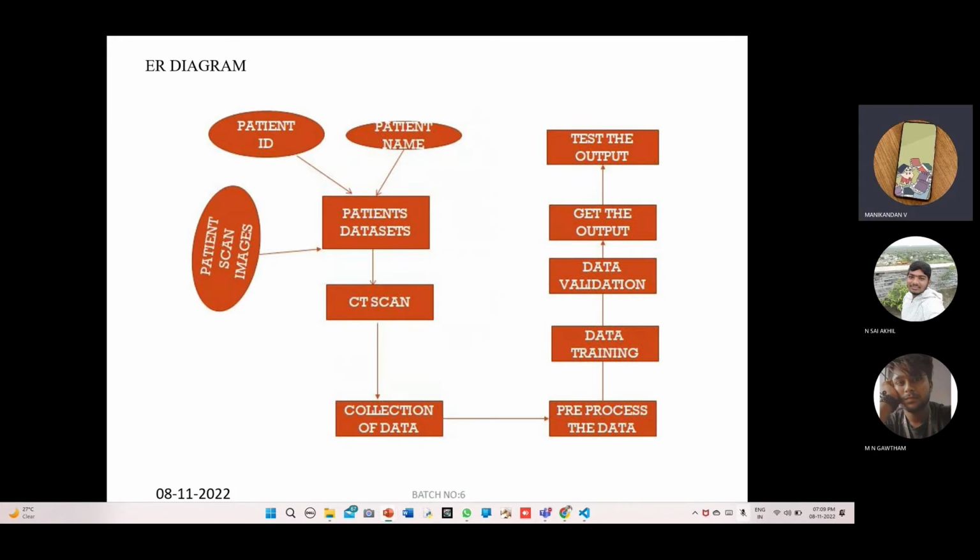And here in the ER diagram, we have mentioned what data we are going to collect, what attributes we are going to collect from the patient, like ID and name. You're going to get the CT scan, collect the data, pre-process the data, apply training and validation, and test the output.